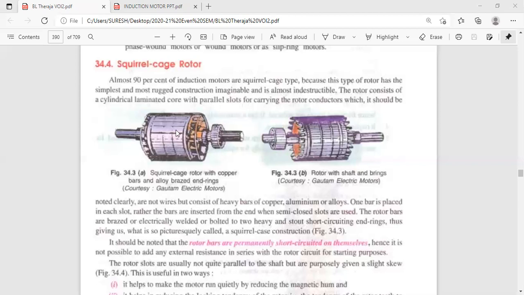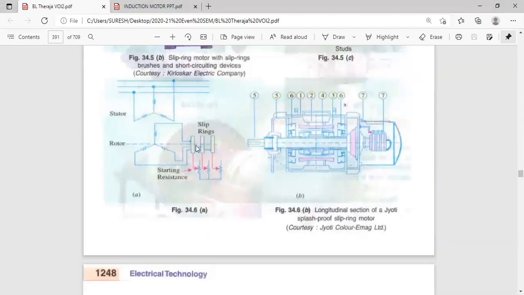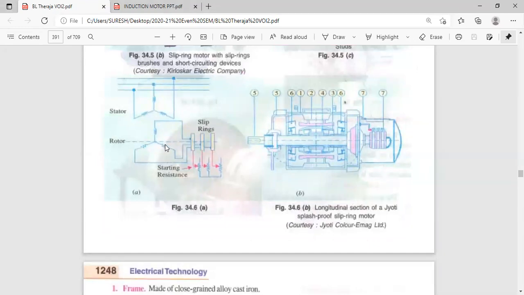See here, this is the circular cylindrical iron piece. These are the slots. In each slot, they are placing one copper rod. Suppose you have 20 slots on the circumference of the cylinder, it means 20 copper rods will be there. And these copper rods, this is the rotor. How are these copper rods connected? See here, in star connection. See the diagram.